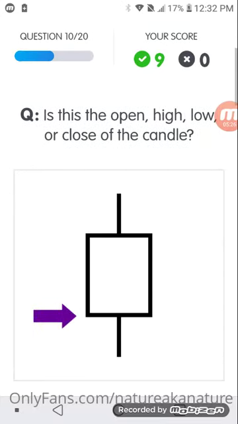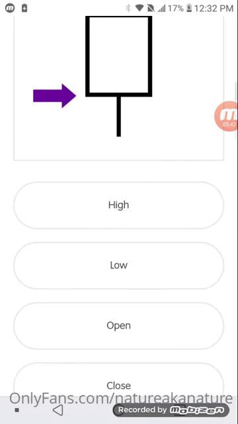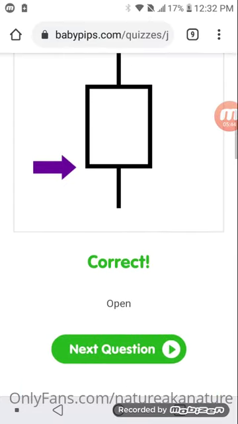Is this the opening, the high, the low, or the close of the candlestick? Well, remember, if it's a white candlestick, it's going to open at the bottom near support, shoot up, and close at the top near the resistance. So this is the opening because it's a white candlestick.